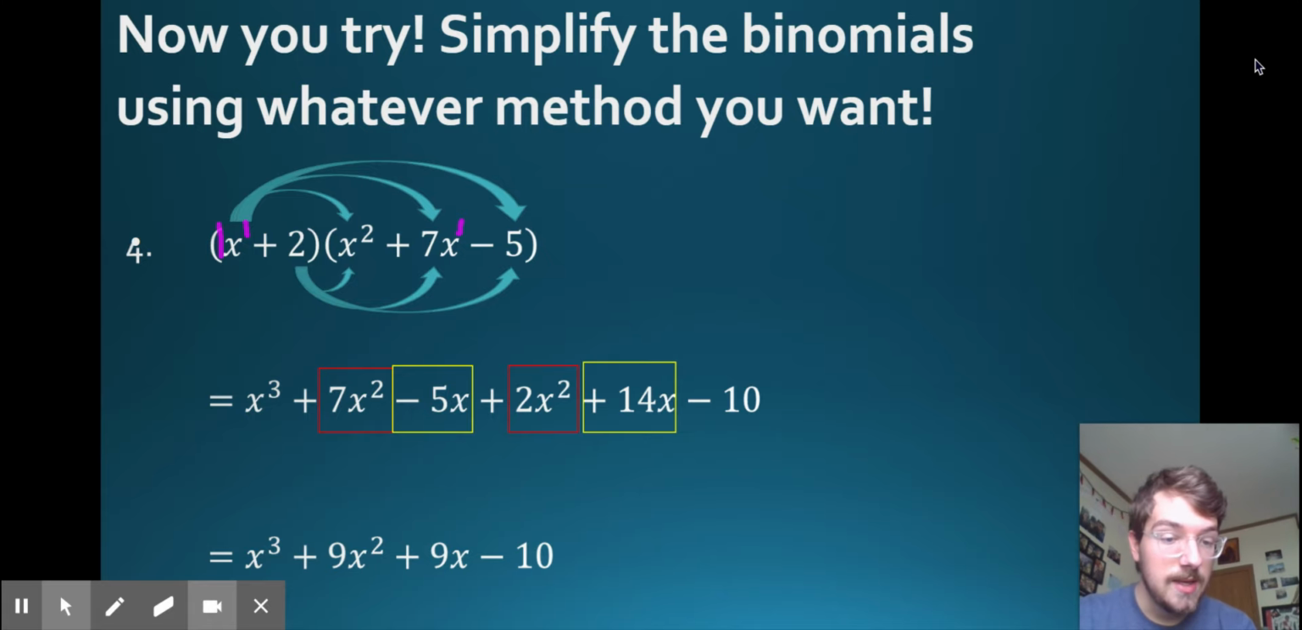I see you. So our final answer should be x to the third plus 9x squared after we combine the red pair, plus 9x after we combine the yellow pair, and then -10. So I might sneak in one where there's a trinomial, and you might have to do a little extra work on that one. So just be prepared for that.